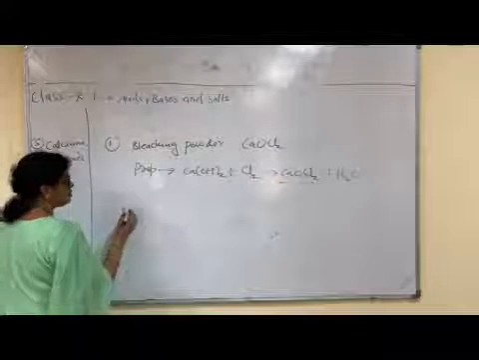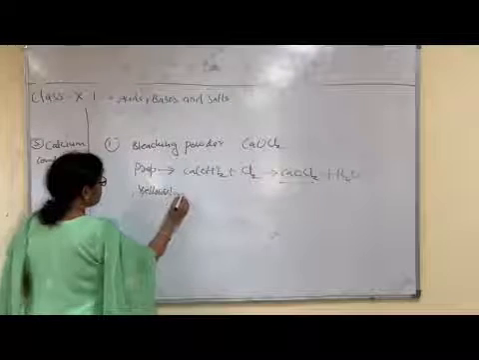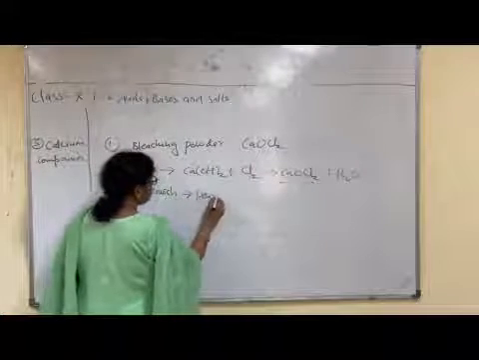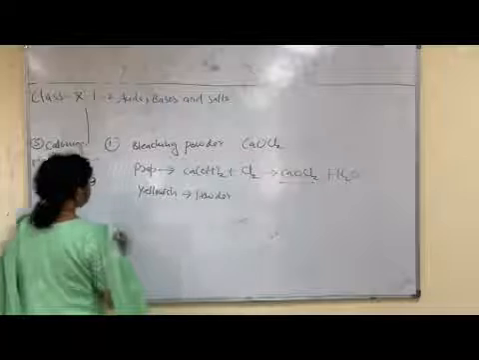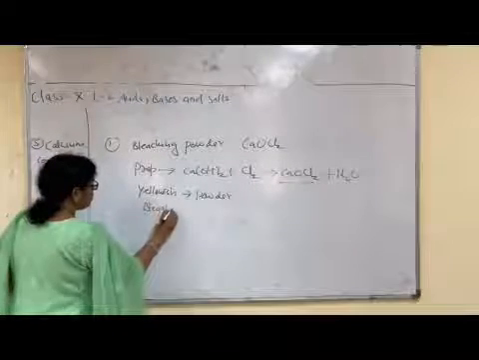Right? Pure bleaching powder is always yellow in color. Yellowish color powder. This is solid substance. Now use, this is used as bleaching agent.